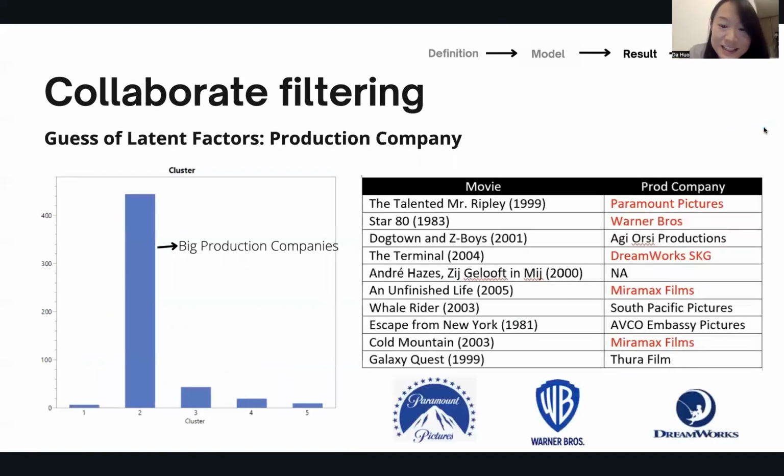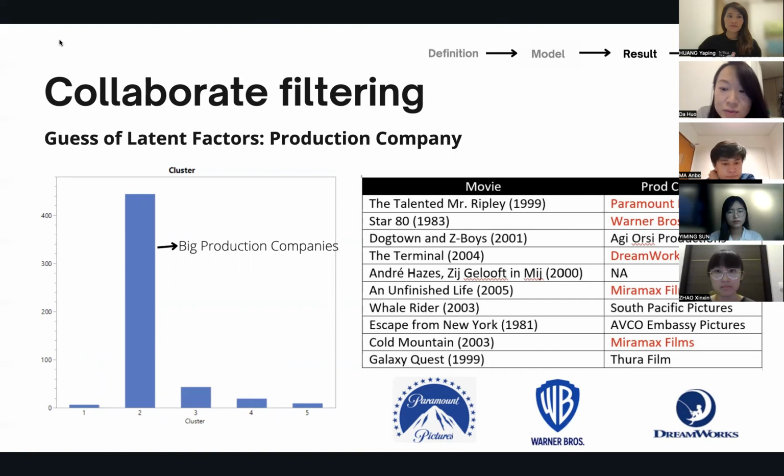Next slide, please. And also from the left bar graph, we know that 457 prefer class 2, which is the big movie production companies, and 50% of the movies recommended are produced by leading producers. Therefore, production company is also related to latent factors.